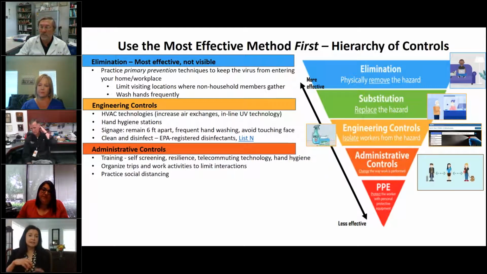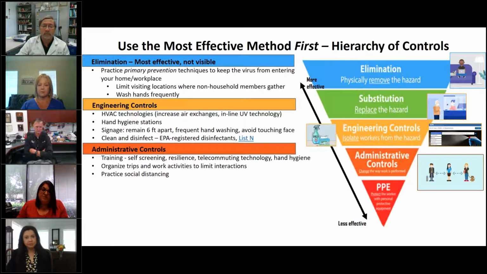Administrative controls really refers to how we do our work. So training and telling your employees how to screen themselves before coming into the office or into the clinic. We talk about screening at the point of entry into the building, but screening really does start at home. Be sure that your employees understand what they need to look out for so that they don't come to work sick.